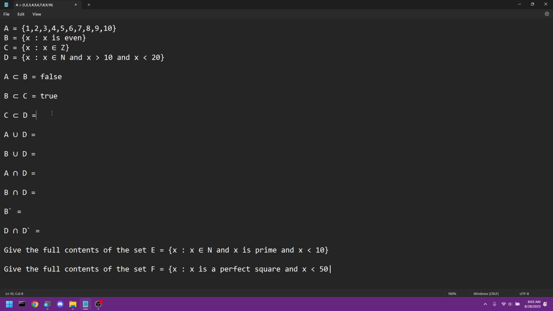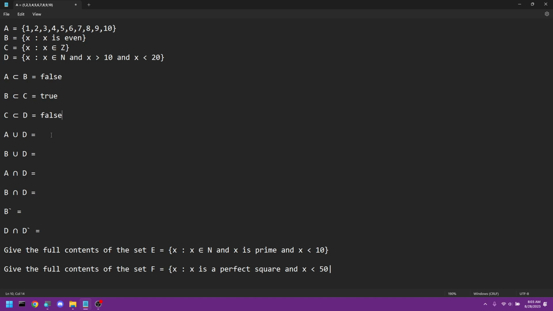Is C a subset of D? C is not a subset of D. However, if we were to flip that around, D is a subset of C, because in this case, this is 11 through 19 for the set D. So those are all integers. However, that is not the question being asked. Is C a subset of D? That answer is false.